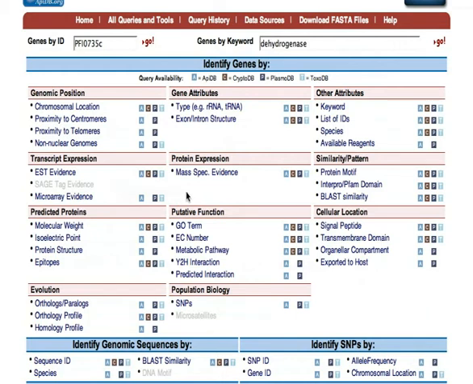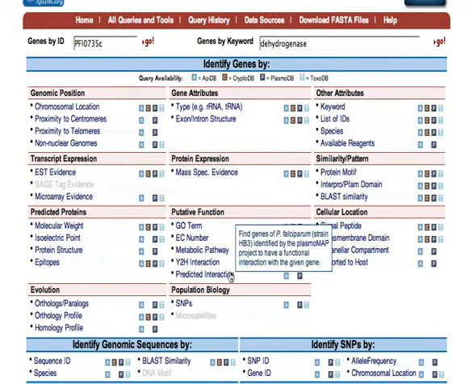protein expression, queries to identify genes based on their protein features and characteristics, such as the molecular weight and isoelectric point, queries to identify genes based on their putative function, as annotated by GO terms, EC numbers, metabolic pathway, yeast two-hybrid interactions, and also other predicted interactions.